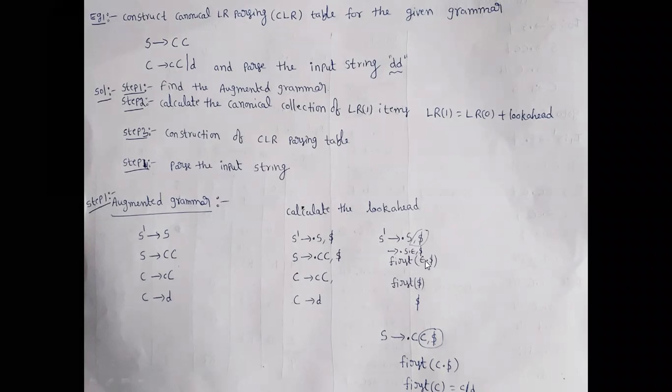Epsilon comma dollar: the comma means we are placing the look ahead. So epsilon into dollar is the concatenation operation. Epsilon into dollar means dollar. Then first of dollar is dollar. So we place dollar here like this. Okay. Is there any doubt?